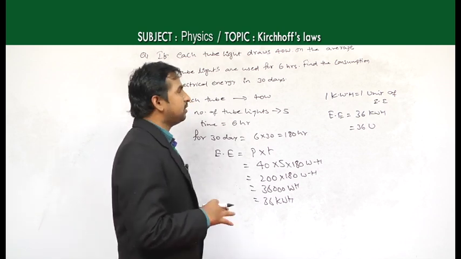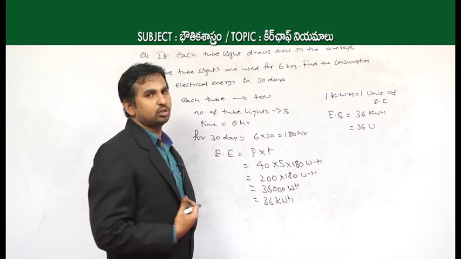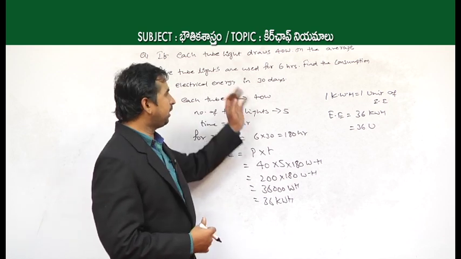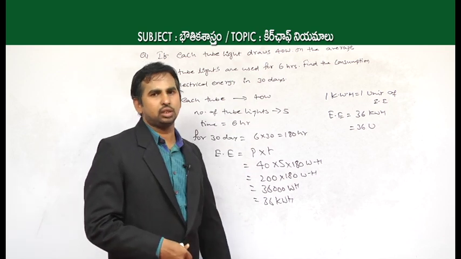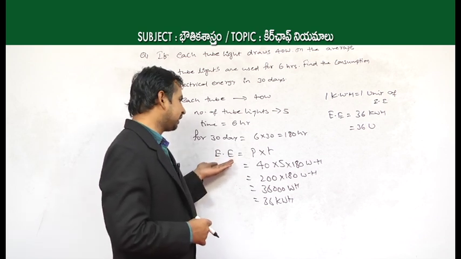Like that, when the power is given for an electronic appliance, and we know how much time we are using that appliance, we can find how much electrical energy we are consuming in all those days by using the formula: electrical energy is equal to power into time.